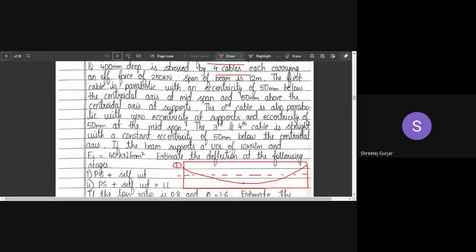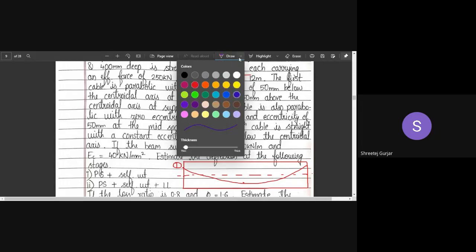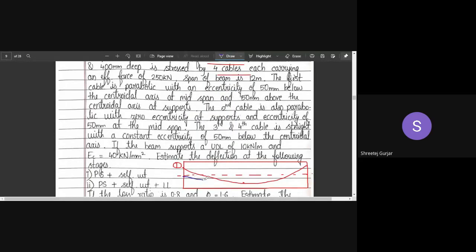So what about the second cable? Second cable is also parabolic with zero eccentricity at support, meaning it starts from here and ends over here. Zero eccentricity. Okay. And eccentricity of 50 mm at midspan. Same thing, 50 mm at midspan. So I'll just change the color, take blue. So it is in this format. Right. So this is our second cable.